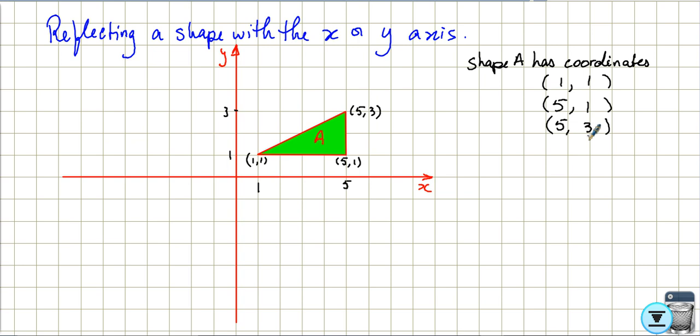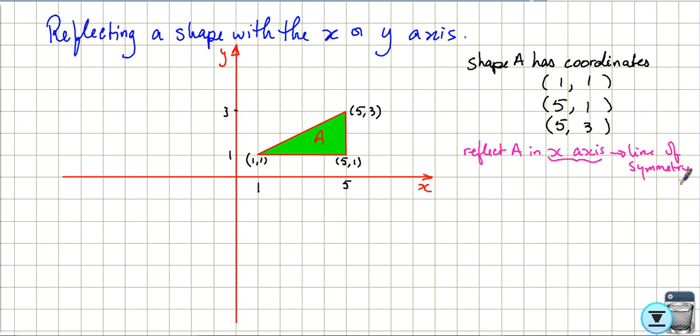Now what am I going to do? We're going to reflect shape A in the x-axis. So in the first one, I'm going to reflect shape A in the x-axis. As you can see, the x-axis is our line of symmetry. The x-axis is going to be the line of symmetry.